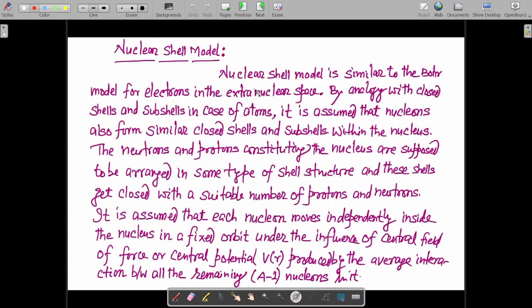So the nuclear shell model is similar to the Bohr model for electrons in extra nuclear space, by analogy with closed shells and subshells in case of atoms. You know this very well what closed shells and subshells are in case of atoms. You have learnt it in lower classes. Even if you don't remember it, still you must be knowing superficially. No need to go into the detail of electronic configuration of atoms or elements.